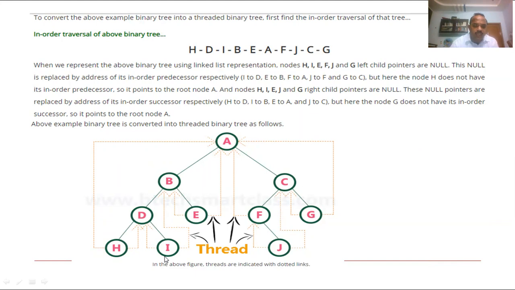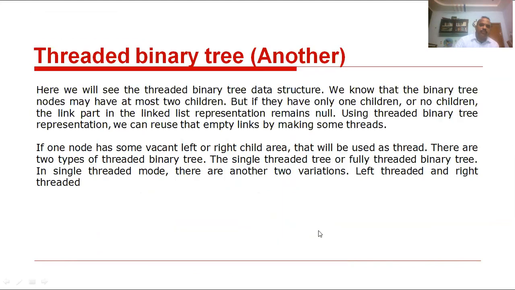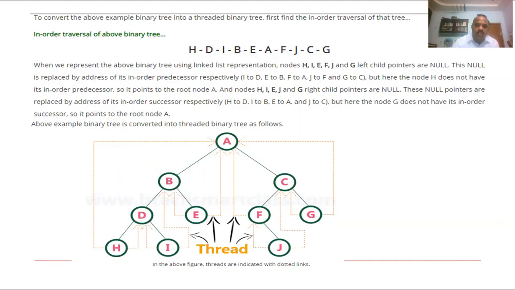So here I does not have any left child, that is connected to D. E does not have any left child, that is connected to B. F does not have any left child, that is connected to root node A. J does not have any left child, that is connected to F. G is not connected to any children. Then J left G to next equal to then C. Clear? This is threaded binary tree. This is called threaded binary trees.